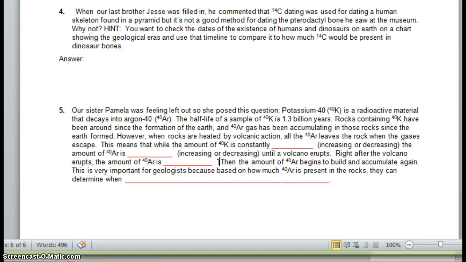This is very important for geologists because based on how much argon-40 is present in the rocks, they can determine when what happened. Okay, that's it.